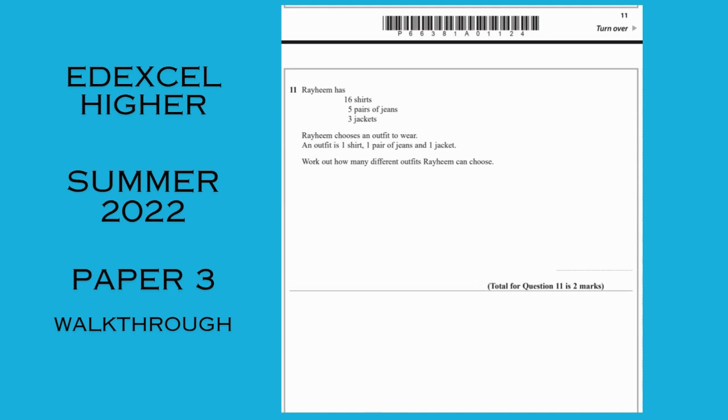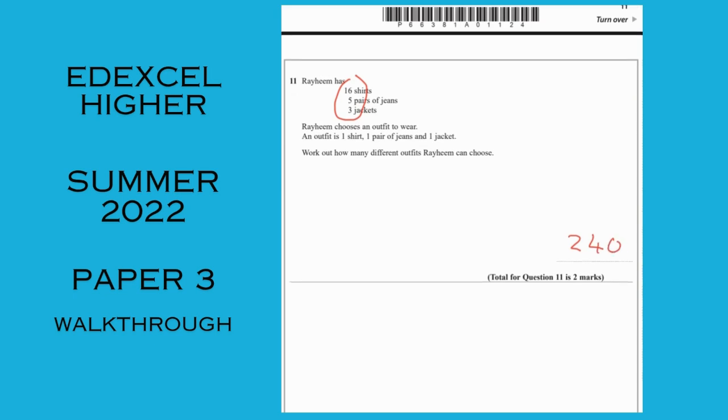Number 11. Honestly, don't know why they bother with these. Too easy. 16 times 5 times 3, 240. Let's move on with our lives.